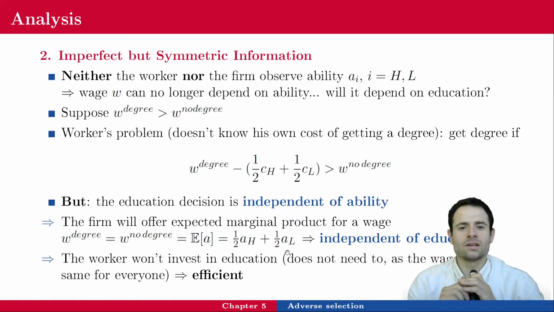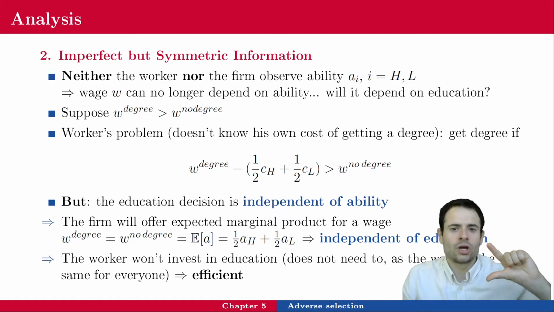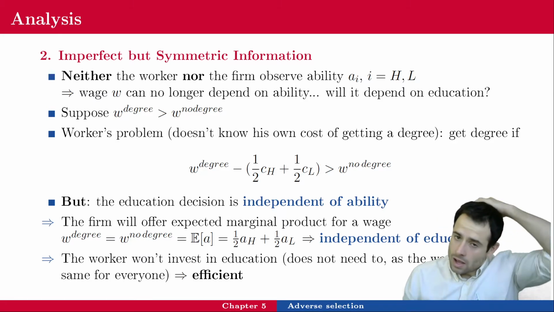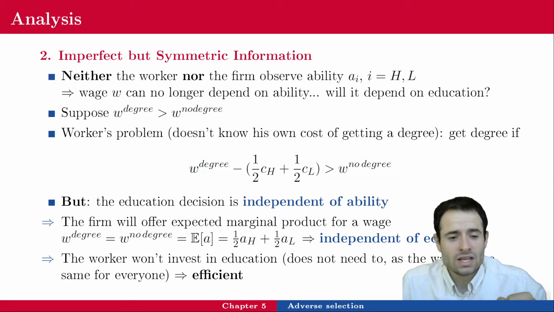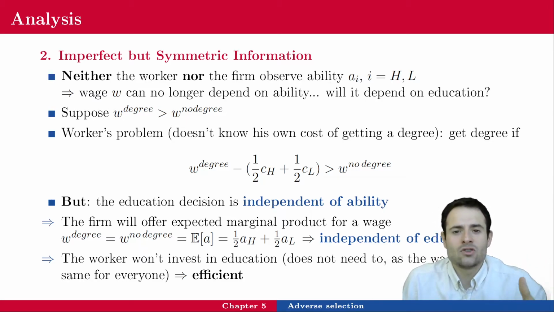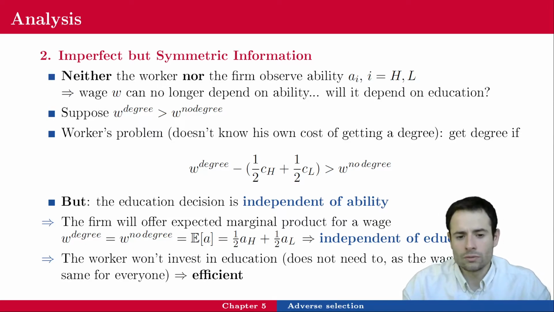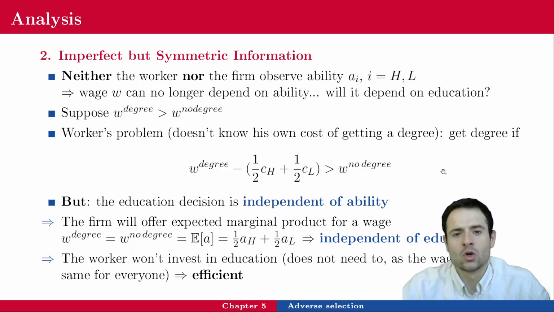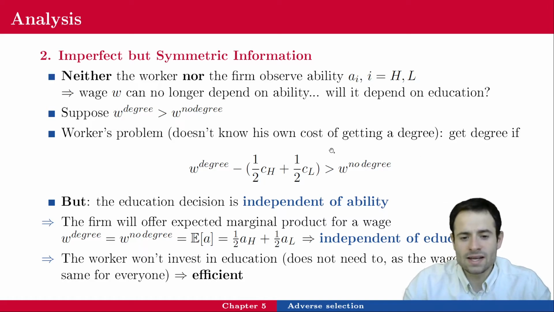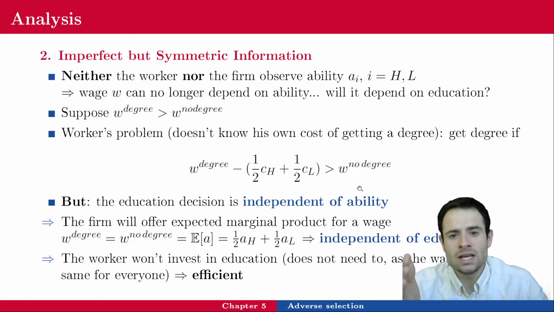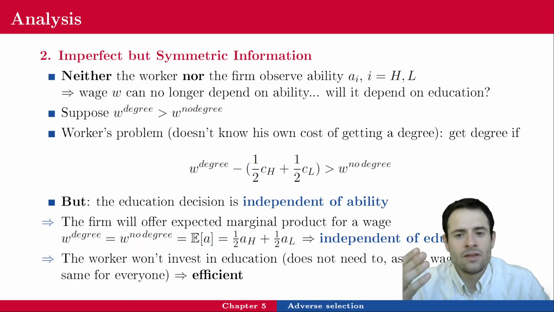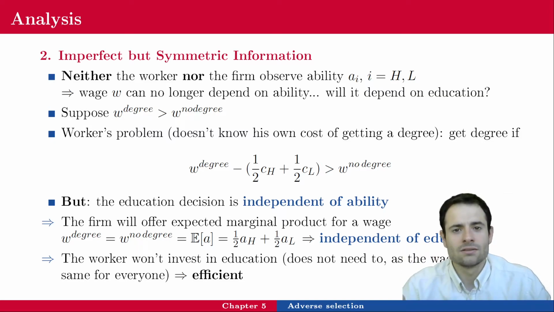So note how here I am going back and forth between the worker and the employer. This is a game theory problem, actually. Each party is maximizing its utility given the strategy of the other. So, first of all, the worker is going to get a degree if this is satisfied. But this decision does not depend on whether the worker is a good worker or a bad worker. So, if this is satisfied, everybody is going to get education. But if everybody gets education, then nobody is signaling their own ability. So there is no point.